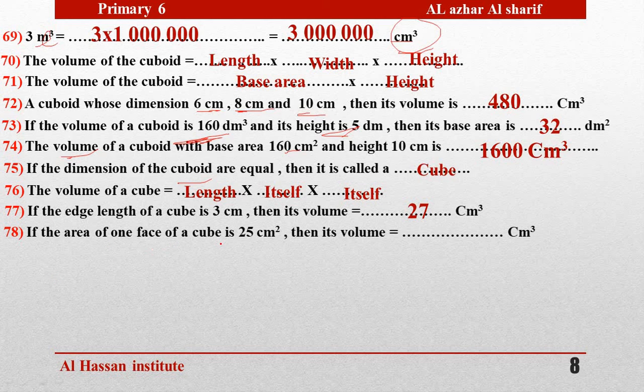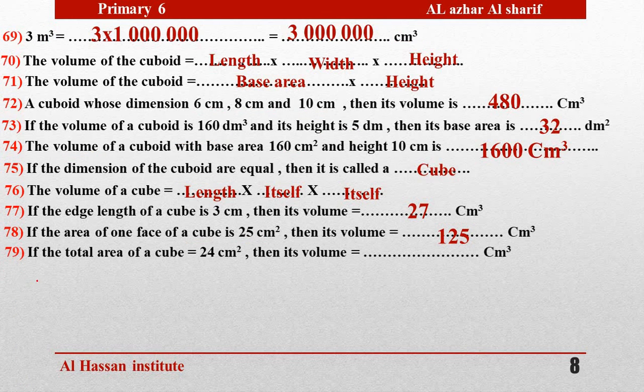If the area of one face of a cube is 25 centimeters square, then its volume equals blank. Here, he gives me the area of one face. I know a cube's faces are squares, so the area of one face means the area of a square. At first, we must find the length. The length is 5, right? Yes, because 5 times 5 equals 25. And the volume equals length times itself times itself. 5 times 5 times 5 equals 125.